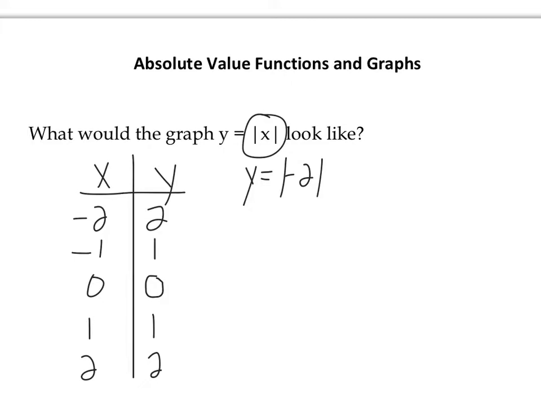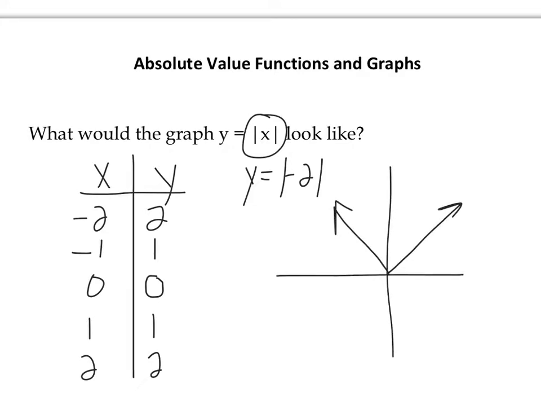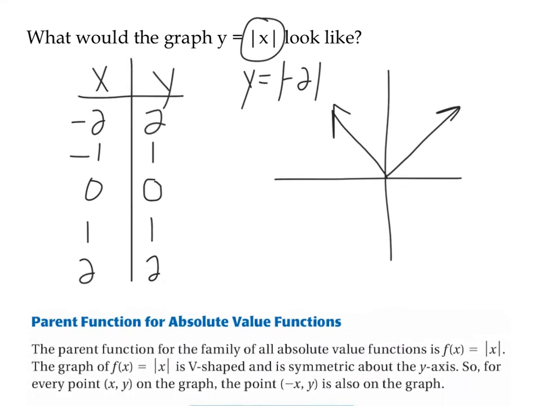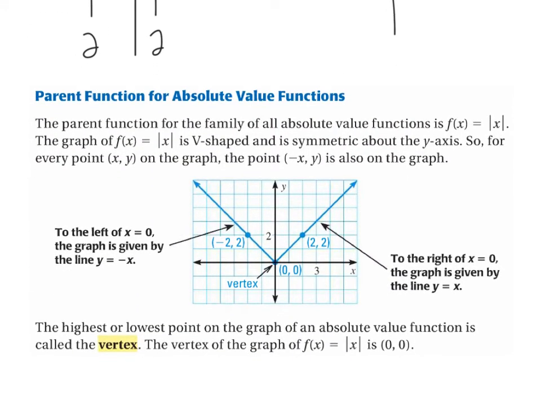You can see we're always going to have positive y values because the absolute value is always going to be a positive number. So we're going to have a graph that looks like this, where for every x, the y value that goes with it is its positive value. So the graph would look like this. This is called the parent function for absolute value graphs: y equals the absolute value of x, or f of x equals the absolute value of x, same thing.